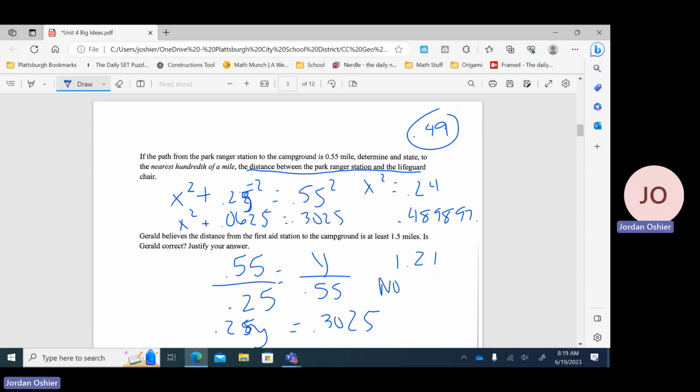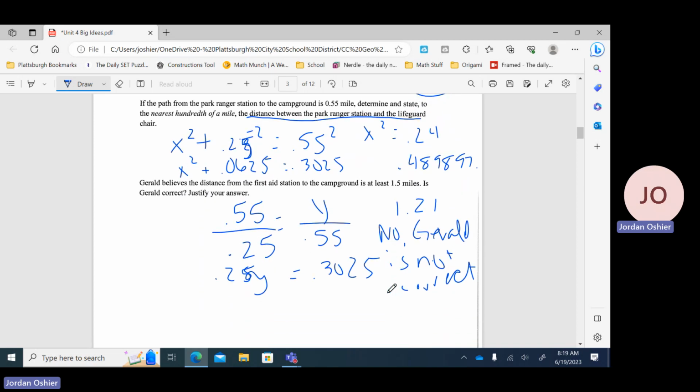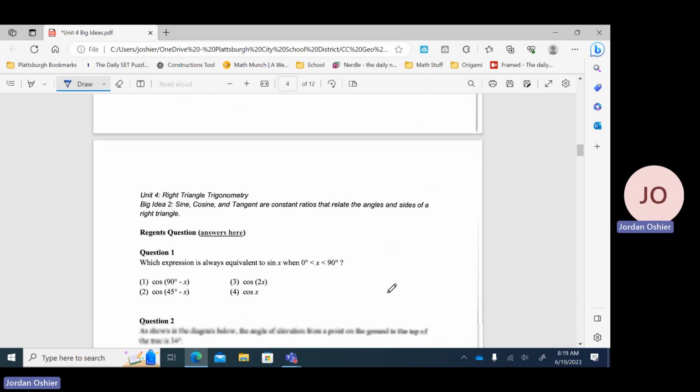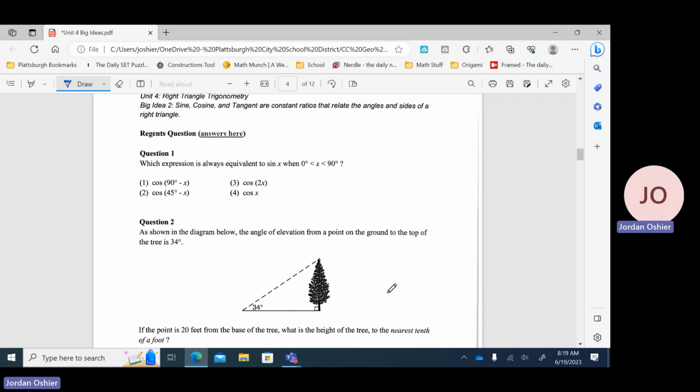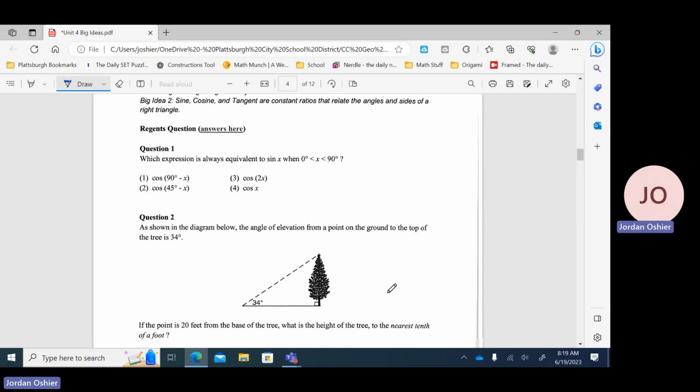So no, Gerald is not correct. You have to answer it with a no. But because it says justify, your work justifies it, having found the 1.21. If it said explain, you would have to explain the entire process, but it didn't. So we're good. All right, for this next one, this should be something you're very comfortable with.